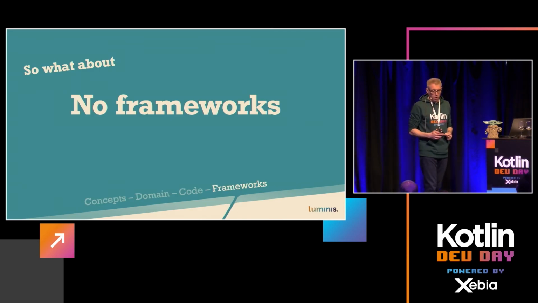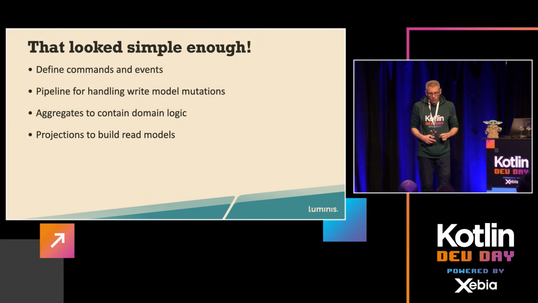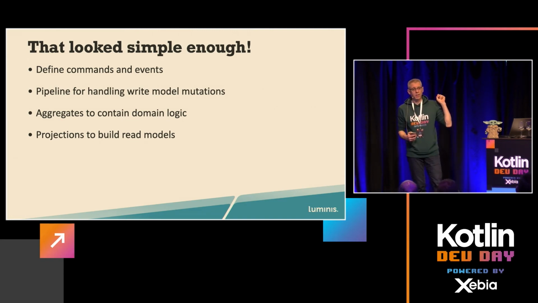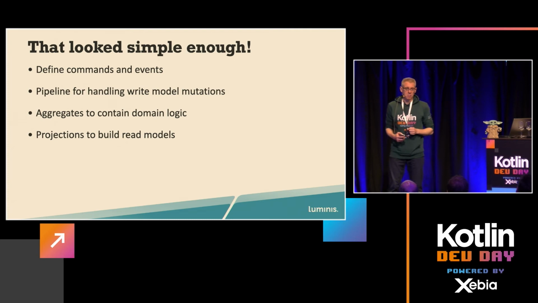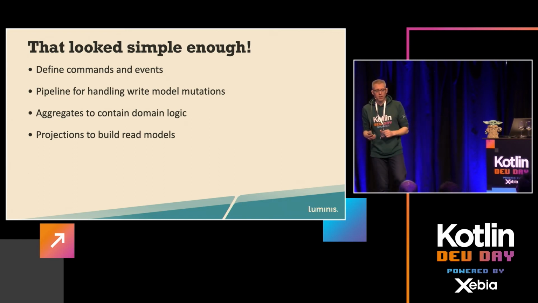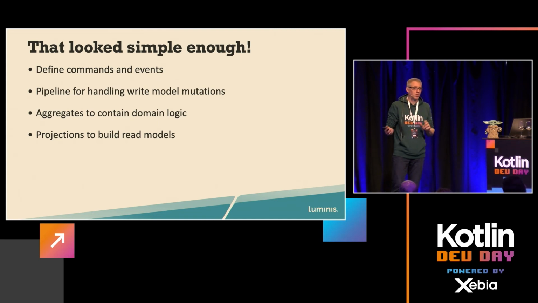So, what about no frameworks? Because that looks simple enough, right? Do we need a framework to build that kind of code? You just define some commands, you define some events, you create a pipeline to handle the whole mutation part. You create some aggregates with your domain logic, and then you build some projections for your read models.